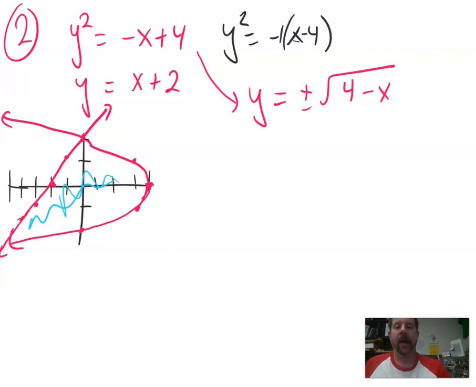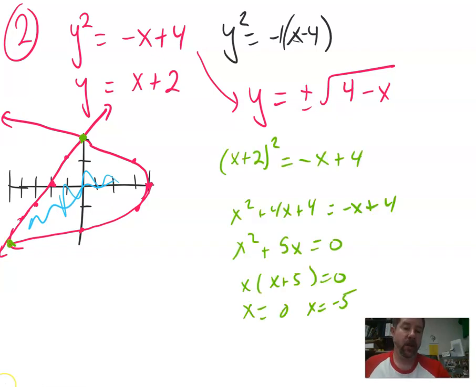All right? And then the next thing I'm going to have to know is, where do these things intersect? So I'm going to want to set my equations equal to each other. We know that y is x plus 2, so I took the y of x plus 2 and plugged it in for that y there, so I have x plus 2 squared equals negative x plus 4. You can pause and look at my work, but I then solved for x. So now it crosses at x equals 0 and x equals negative 5.